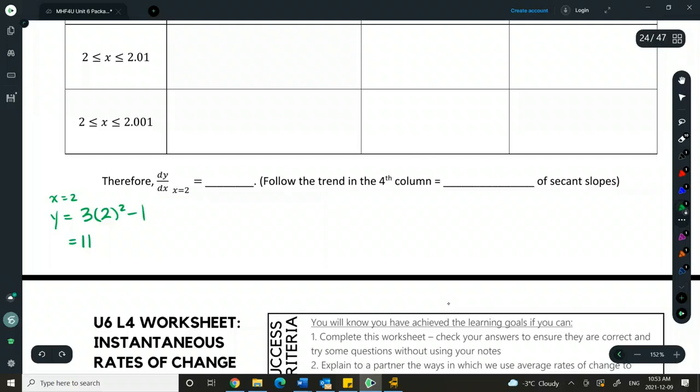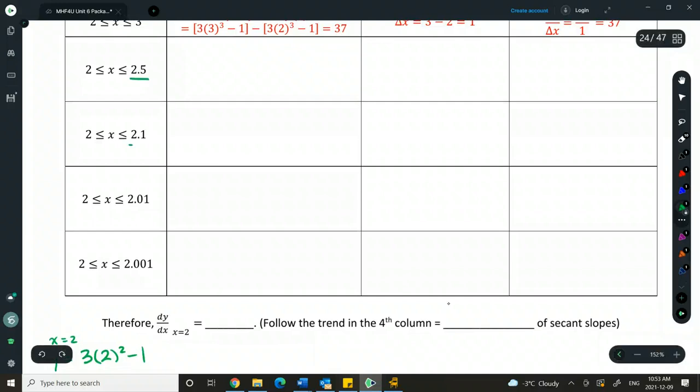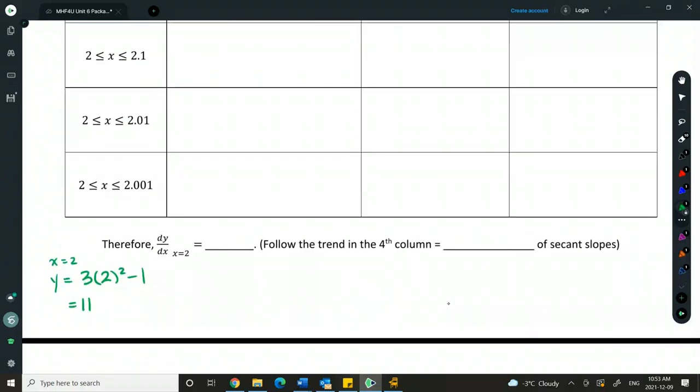So I have all the y's for when x equals 2 for all of these parts right here, right? What we need to calculate is all the y's for each of these values. So before I do the table, I'm just going to take a moment with your help in calculating some of these. We're going to plug each of these x values into our function.